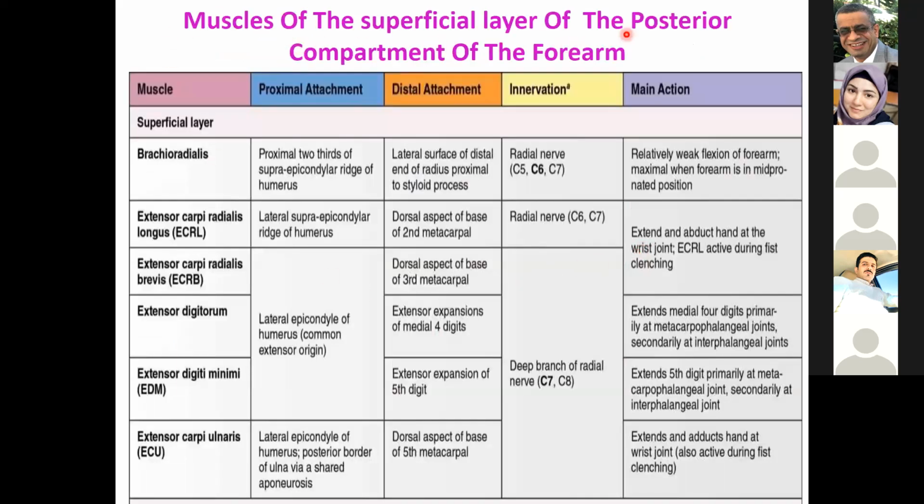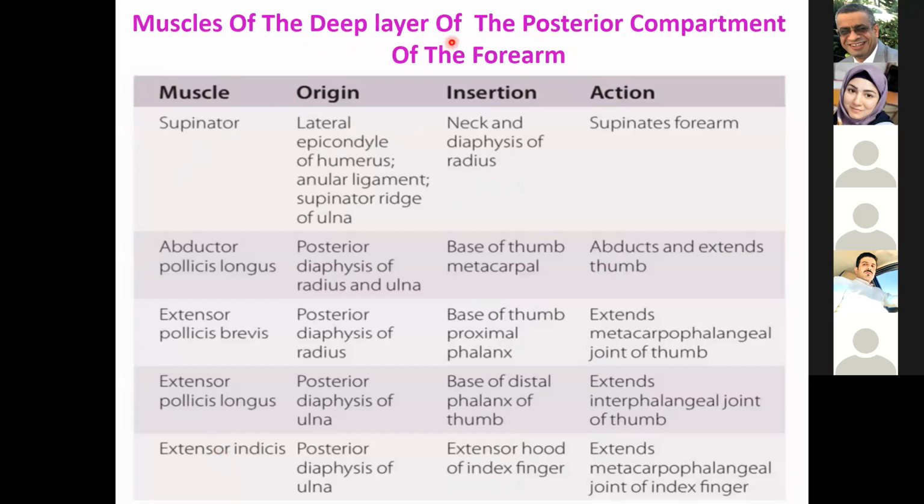Muscles of the superficial layer of the posterior compartment of the forearm. We have the brachioradialis, extensor carpi radialis longus, extensor carpi radialis brevis, extensor digitorum, extensor digiti minimi, and extensor carpi ulnaris. Muscles of the deep layer of the posterior compartment of the forearm. We have the supinator, abductor pollicis longus, extensor pollicis brevis, extensor pollicis longus, extensor indicis, and the anconeus.